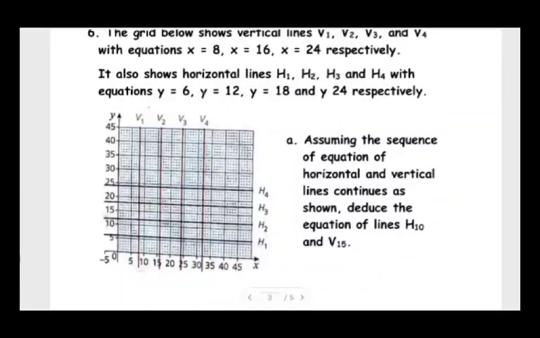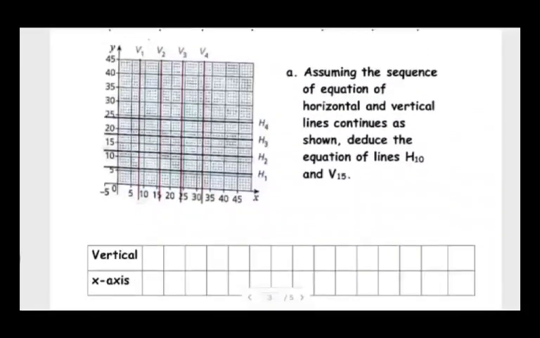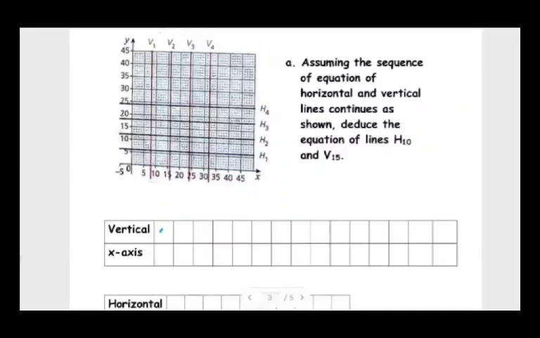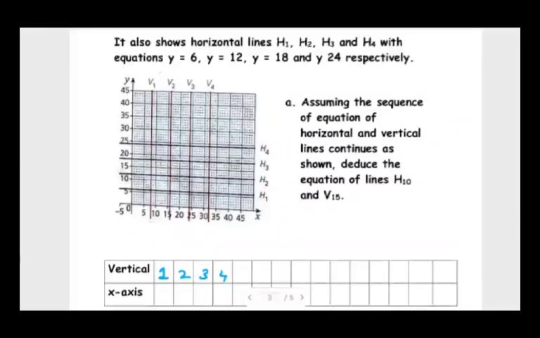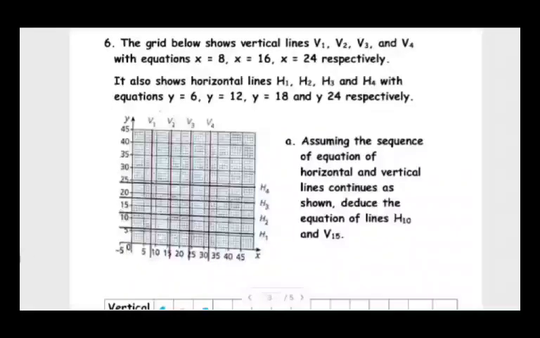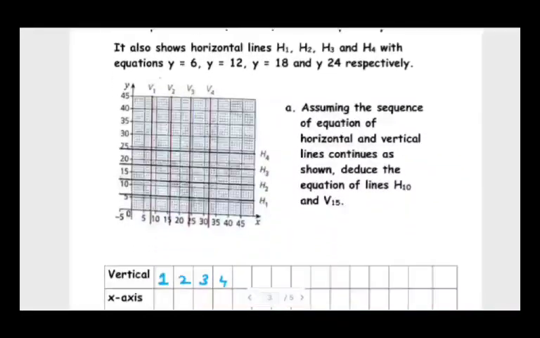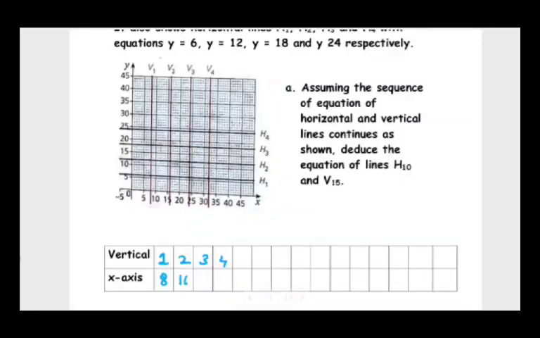And here it also shows horizontal lines H1, H2, H3, H4 with equations y is equal to 6, y is equal to 12, y is equal to 18 and y is equal to 24. So here the horizontal lines are at a distance of 6. So the table of 6. So I'll just put this down. V1, 2, 3, 4. Only 3 have been given, so it's assumed the fourth one is 8, 16, 24, 32. Alright, yeah, it is 32 as per the graph. Look at this point, this is 32.